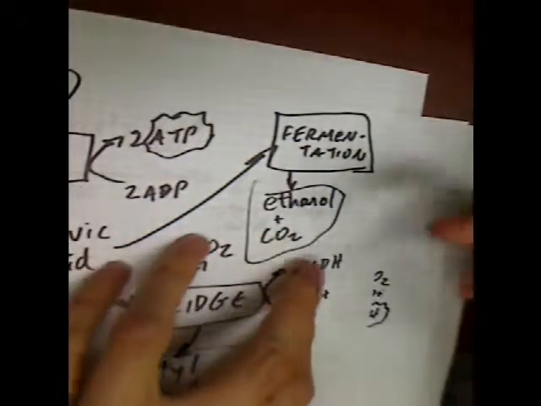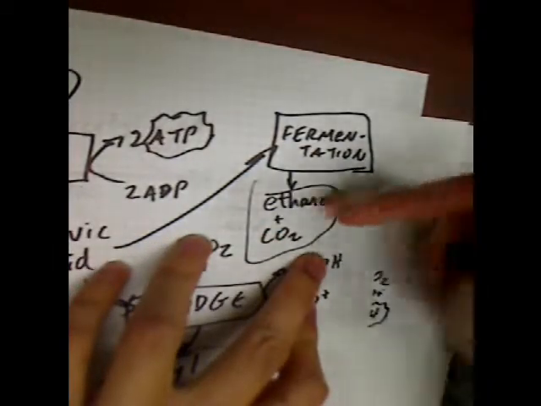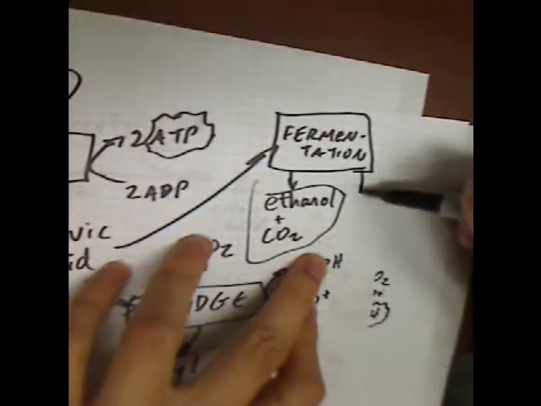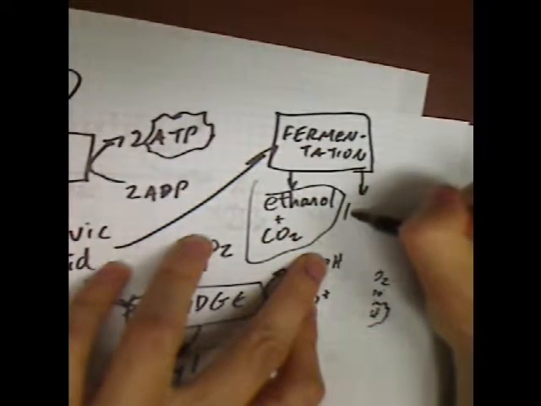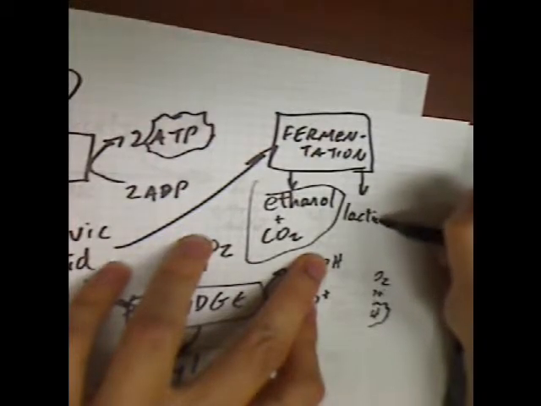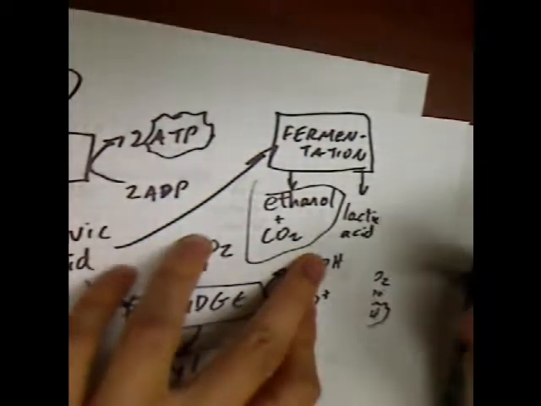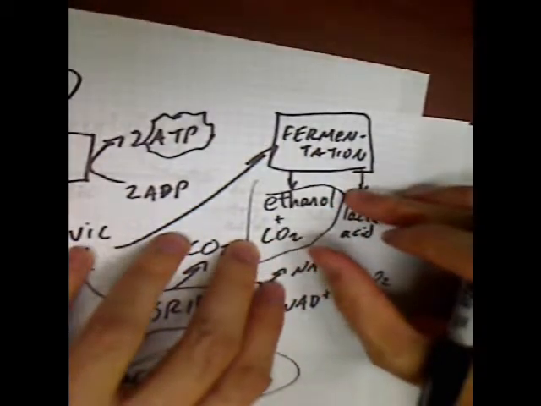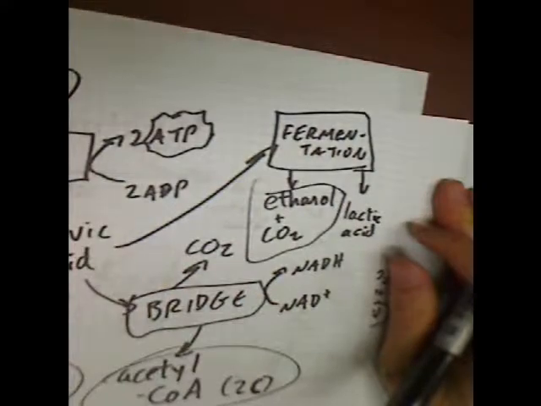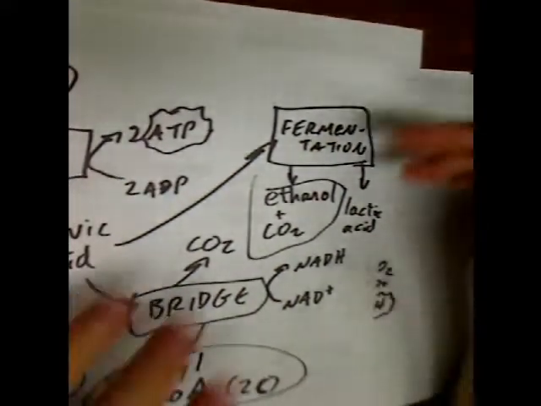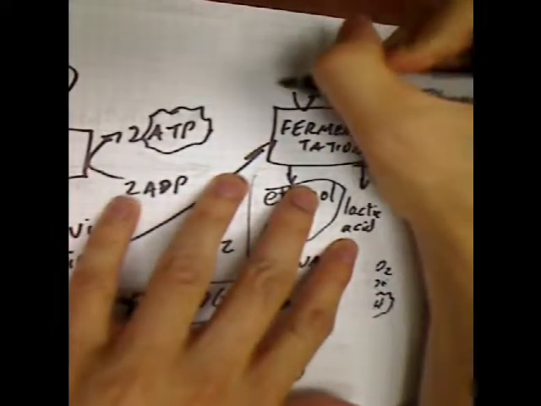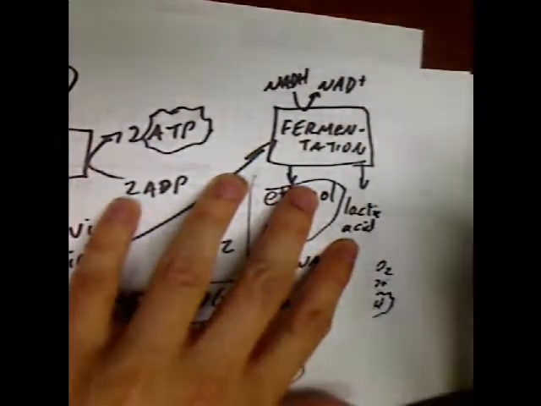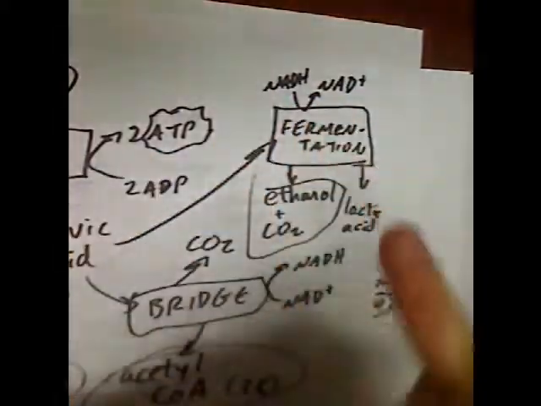The kind of fermentation that our muscle cells do, we don't produce ethanol. If they did, everybody would always be exercising. Our muscle cells produce something called lactic acid. But the thing is, these are waste products. These are not why fermentation evolved. The reason that fermentation evolved is that these reactions will also take an NADH and give us back an NAD. So they'll use up an NADH and give us back NAD.